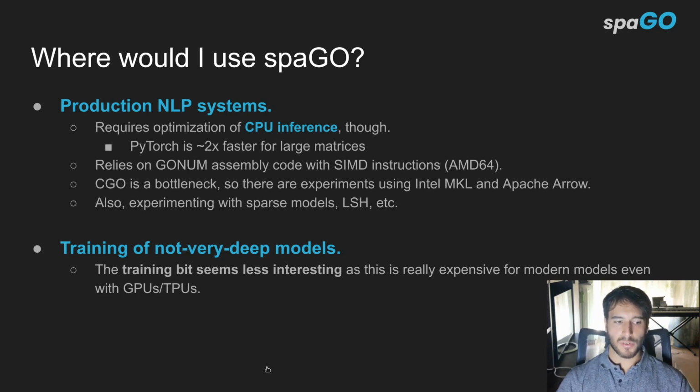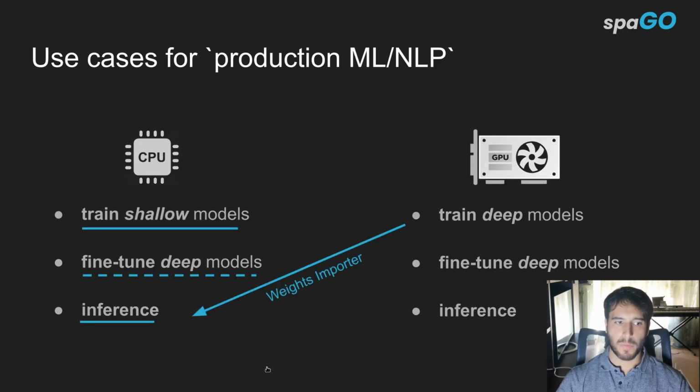With spaGO, you can also train your own not very deep model. By not very deep, I don't mean just an input and the output connections. I mean, you can create some sophisticated neural models, and you can train directly in spaGO. On top of this, I think that the training stage is a little bit less interesting for production use, as even if you have GPUs or TPUs, it will take weeks or months to train a state-of-the-art language model. So why not benefit from pre-trained models? And that's the approach we are using in spaGO.